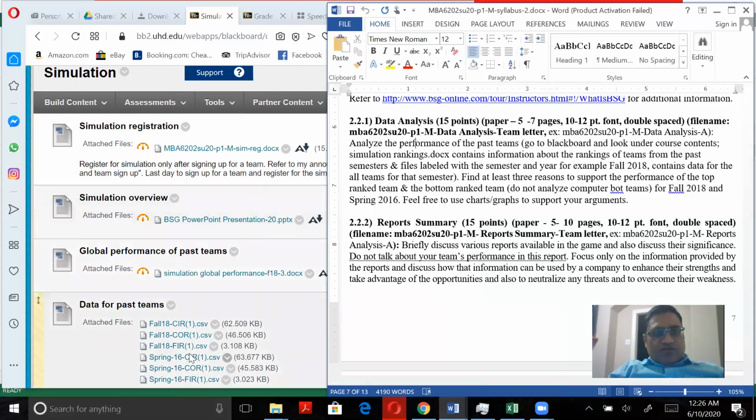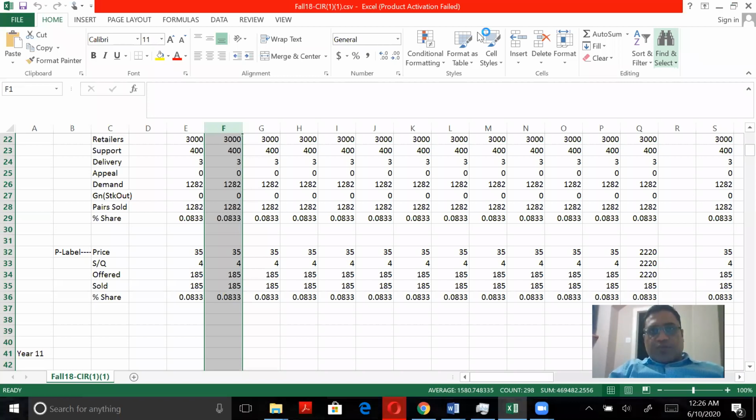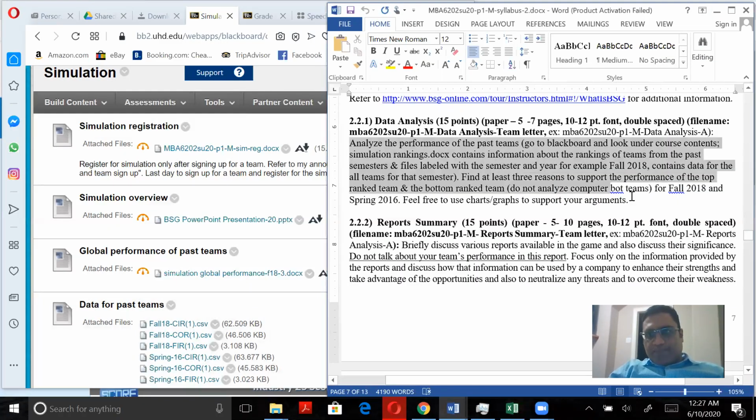And then we have these files over here. These are the data files for the past teams. Let's say you're looking at fall 2018. You could look at spring too; it doesn't matter whichever one you want to look at. So let's say we are looking at fall 2018, and I've opened this file over here as well. All right, let me give you the steps. The first step is you read what is in the syllabus and follow accordingly.